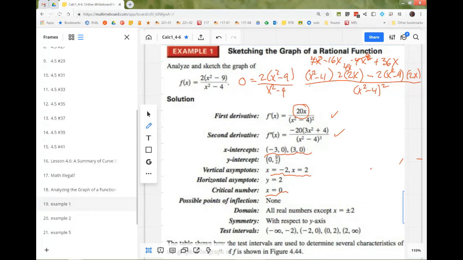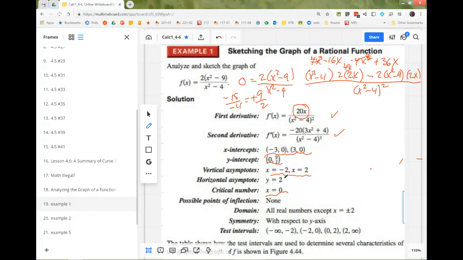How do we know where it crosses the y-axis? Well, that's when x is 0. So you're going to get what? On top, 0 minus 9, which is negative 9. 2 times negative 9 is negative 18. And on the bottom, negative 4. And that equals plus 9 halves. And that's where they got the y-intercept.